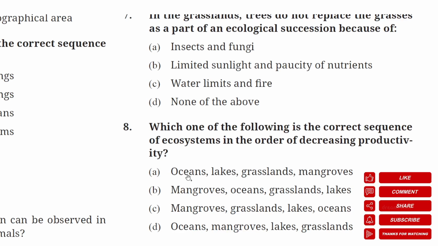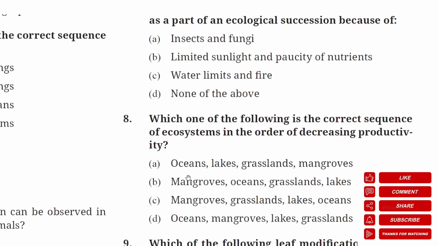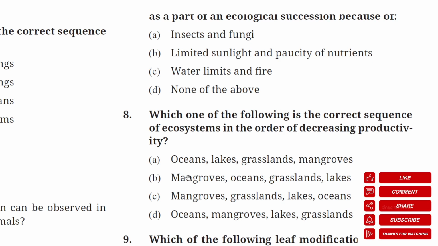Question number 8. Which one of the following is the correct sequence of ecosystems in the order of decreasing productivity? So productivity of ecosystem, that is the main question being asked here. So you should understand ecosystem first of all, and different ecosystems have different productivity basing on their diversity of the species and climatic conditions, etc. So let's see the options. If you have to arrange in a decreasing order, it means the first option should have the highest productivity.